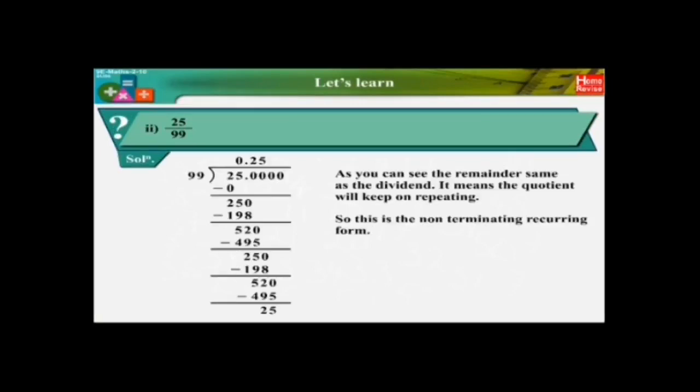225 upon 99. So if we divide, as you can see the remainder is the same as the dividend, it means the quotient will keep on repeating. So this is non-terminating recurring form.